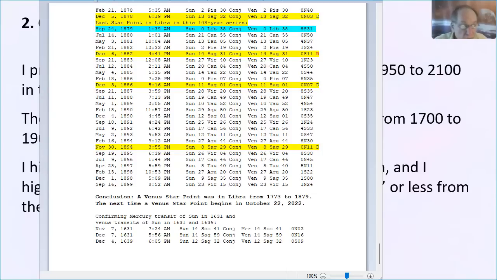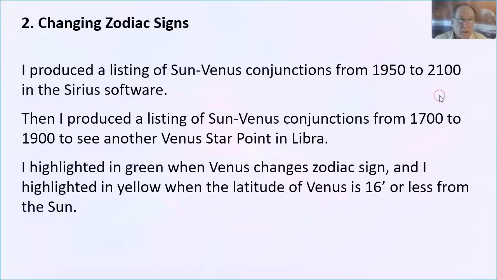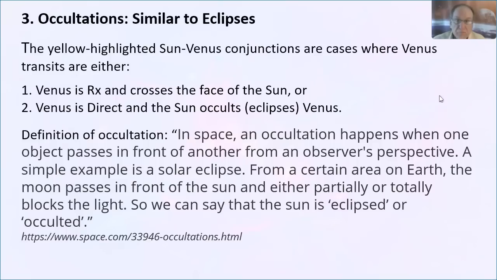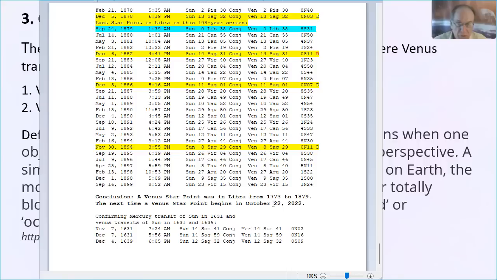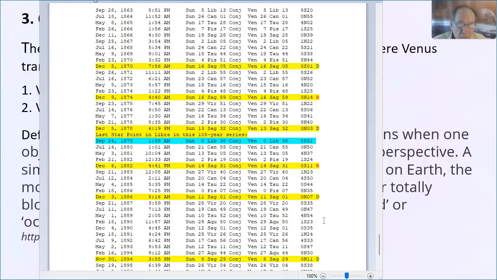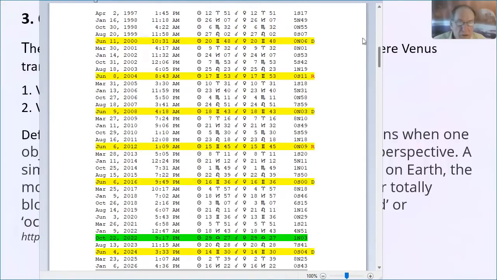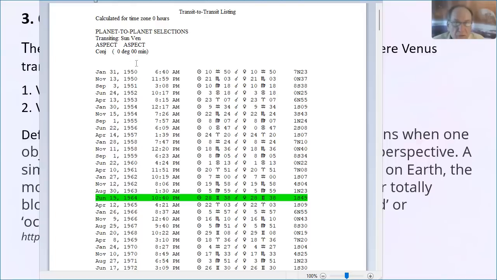Okay, next point I want to cover is occultations. This is fascinating. Let's go back to this listing we were just looking at, the one starting in 1950. This is a listing of all of the conjunctions of Sun and Venus that I produced in the Sirius software. I just saved it to file and brought it up here.